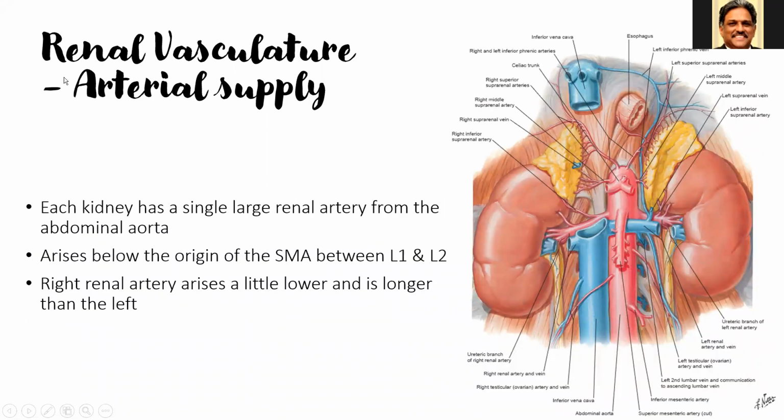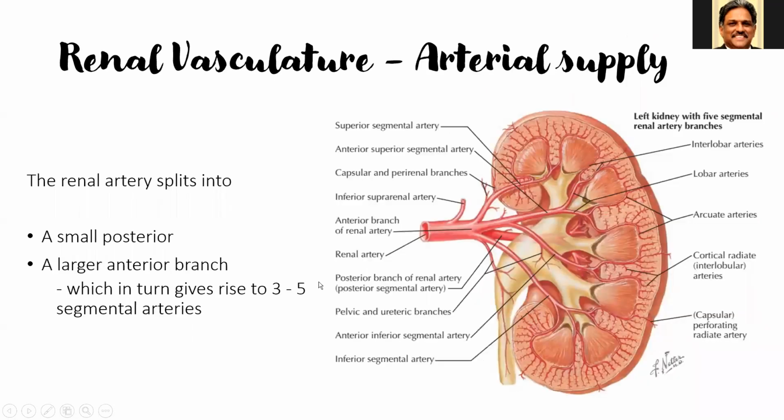So coming to the renal vasculature of the kidney, we're going to talk about the arterial supply first. Each kidney has a single large renal artery arising from the abdominal aorta. It arises below the origin of the superior mesenteric artery between the L1 and L2 vertebrae. The right renal artery arises a little lower because of the liver and is longer than the left, because it has to course behind the aorta to reach the right kidney.